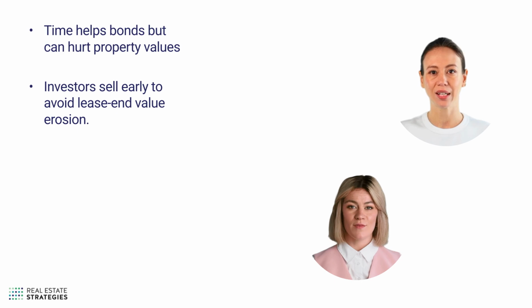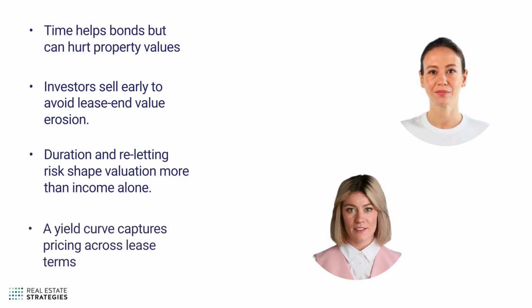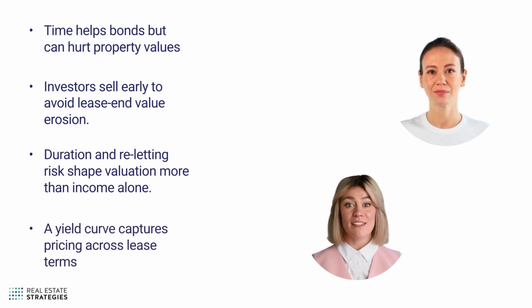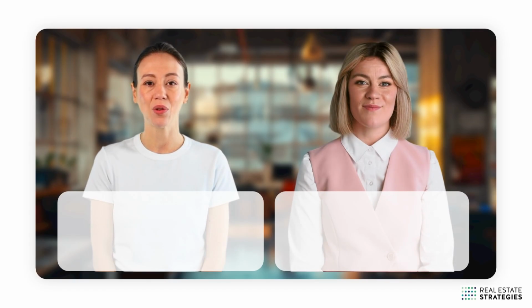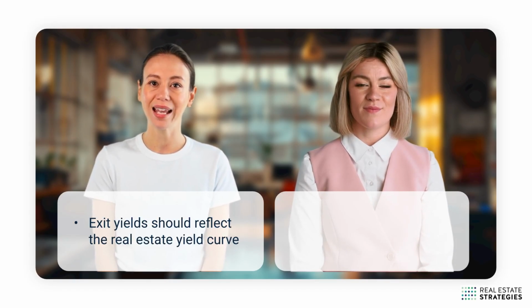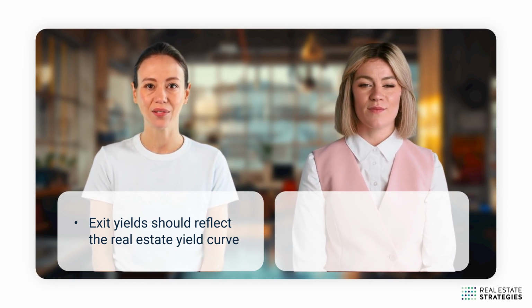So it's not just about income. It's about duration, reletting risk, and how those risks evolve over time. And that's what a real estate yield curve captures. How pricing shifts with lease length, income security, and investor appetite. So if we expect investors to insert an exit yield into their IRR model, they should reference this risk curve, not just guess based on intuition.